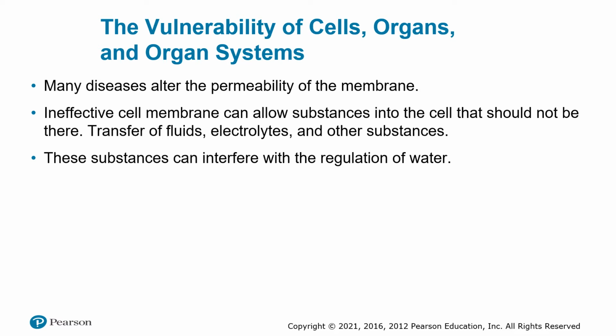The vulnerability of the cells, organs, and organ systems. Many diseases alter the permeability of the membrane. An ineffective cell membrane can allow substances into the cell that should not be there. Again, you have those receptor sites on the cells that are keys, and if the permeability of the membrane is damaged or altered because of some disease process, or something that they put into their body, like drugs, it allows those substances to enter the cell that don't need to be there.